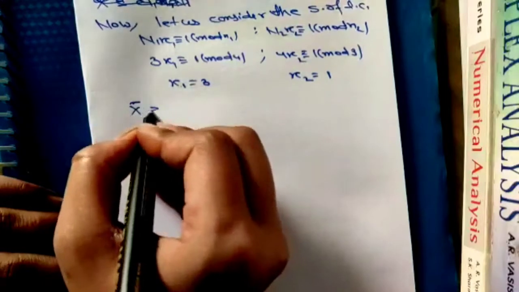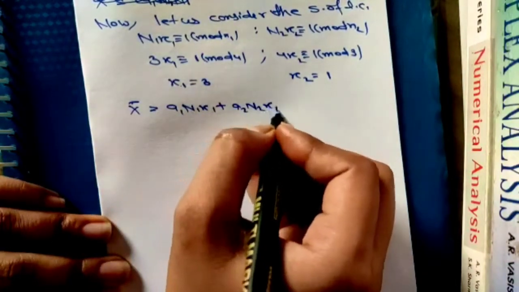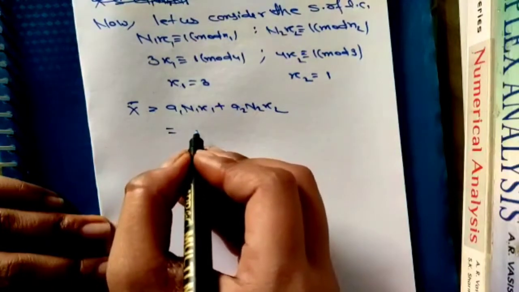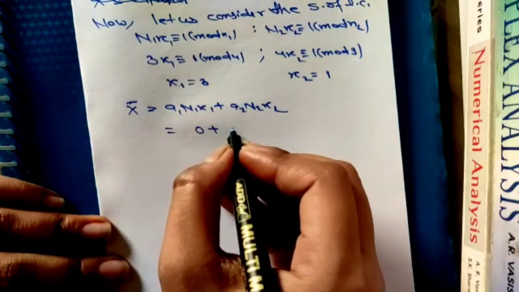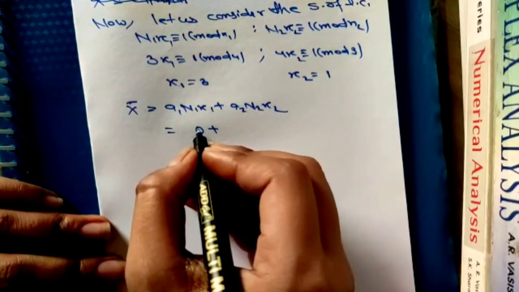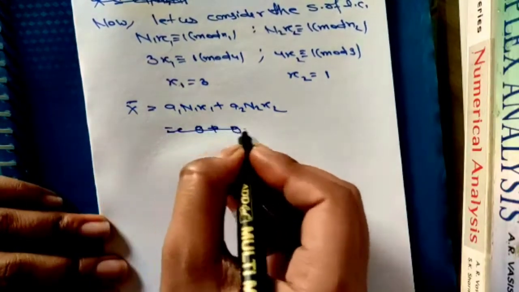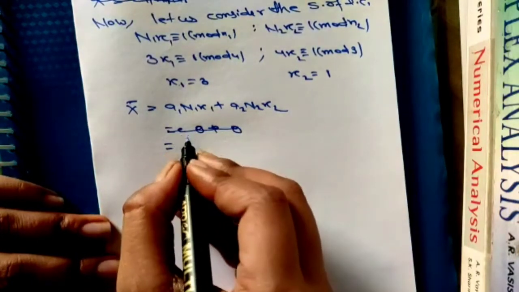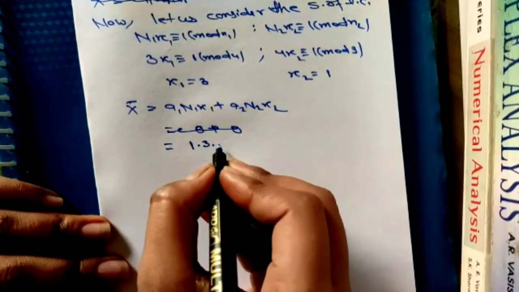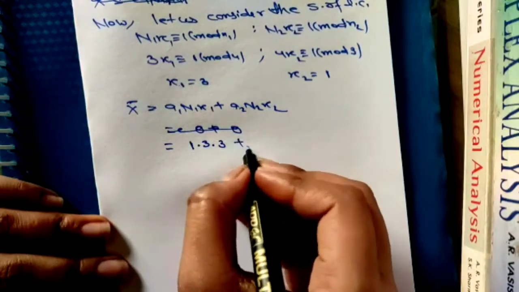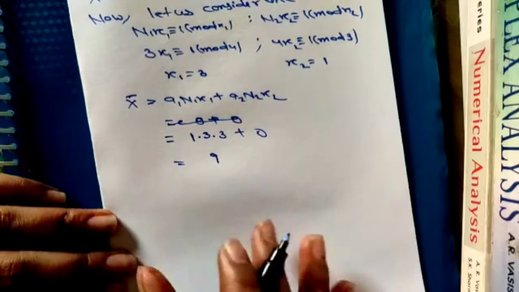Now we find x bar, that is a1 N1 x1 plus a2 N2 x2. After putting all the values, this second term will become 0, because the value of a2 is 0. So the value of a1 is 1, N1 is 3, and x1 is 3, and the other term will become 0 because the value of a2 is 0. So this becomes 9.